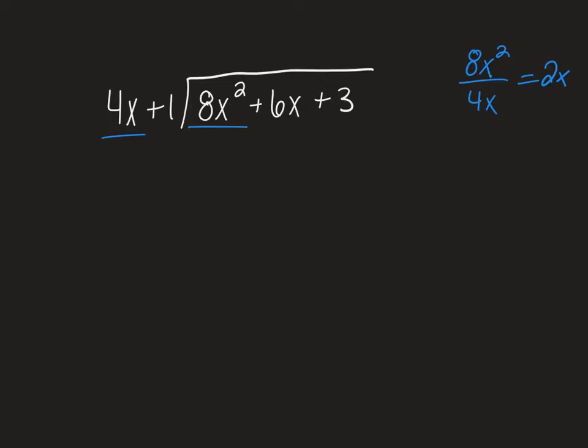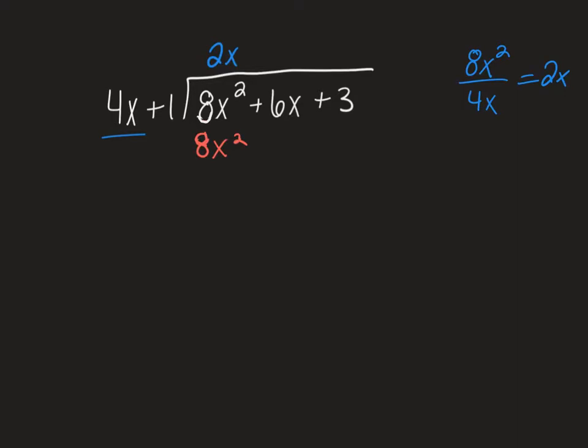So, 8x squared divided by 4x is 2x. So that goes above our 8x squared. Now we take our 2x and multiply it by 4x plus 1 and write that underneath. So 2x times 4x is 8x squared. I'm going to get rid of these lines just so we don't get confused and try to divide anything there. There we go. It's not pretty, but it works.